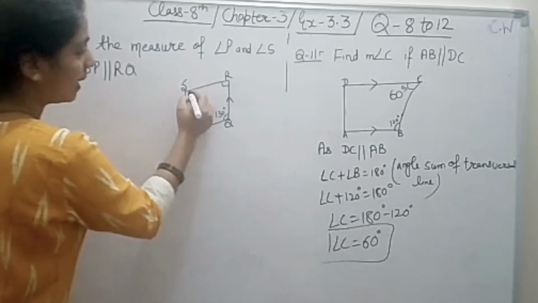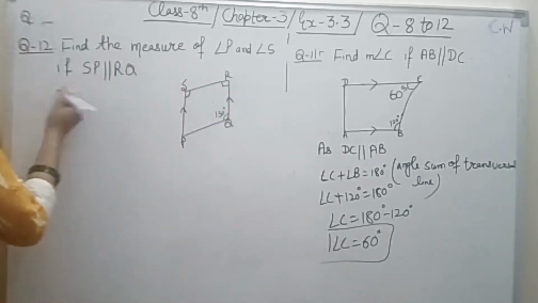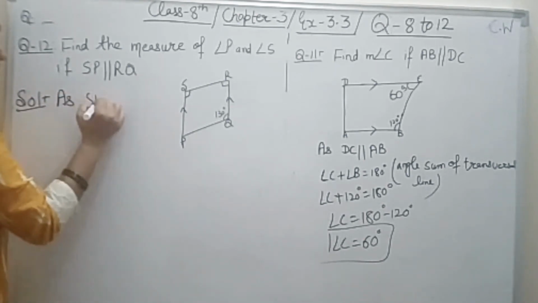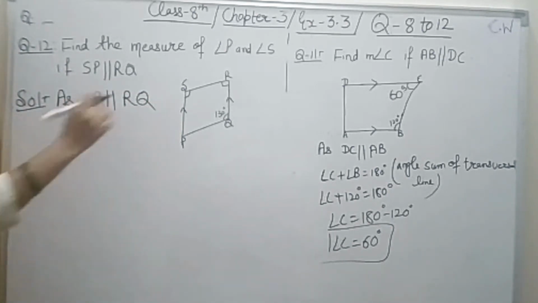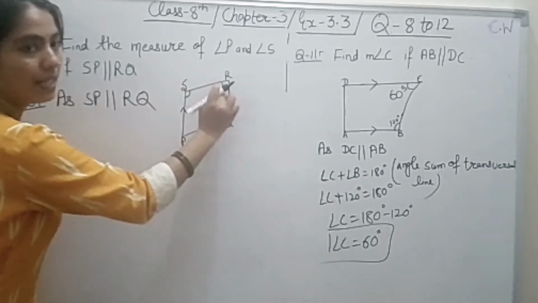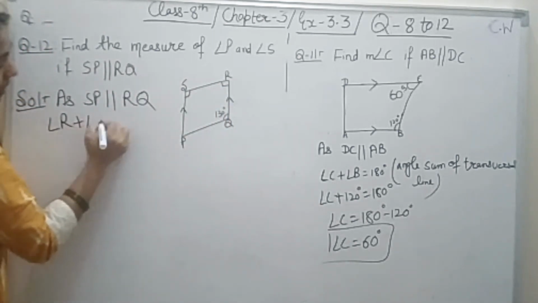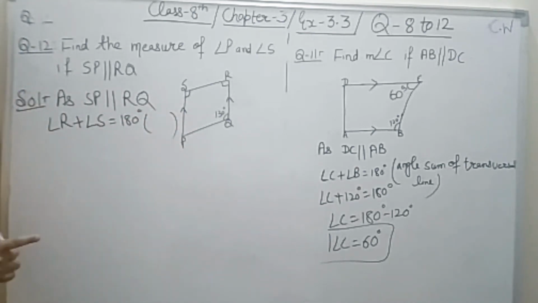Okay, so angle S you have to find out. How will you find it? It's very easy. See, let's start the solution. As we know, SP is parallel to RQ, so this is a transversal line. So this angle sum, angle R plus angle S, should be 180 degrees. Why? The condition you will write on your own.